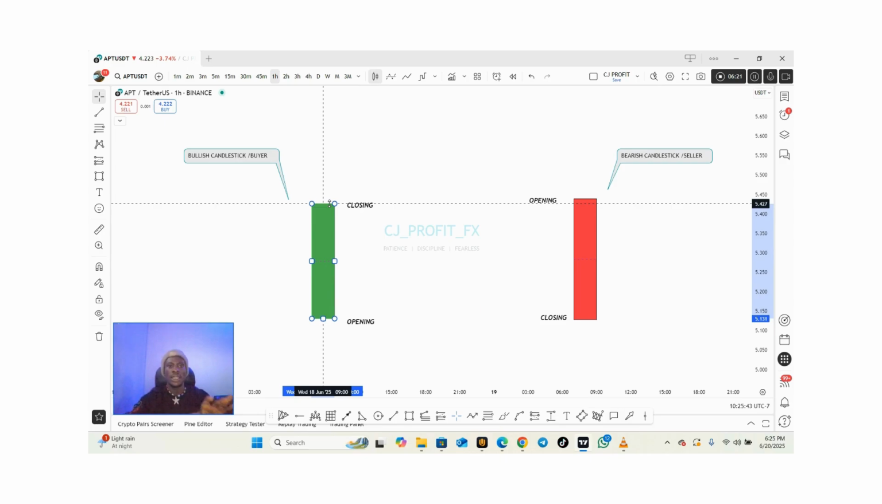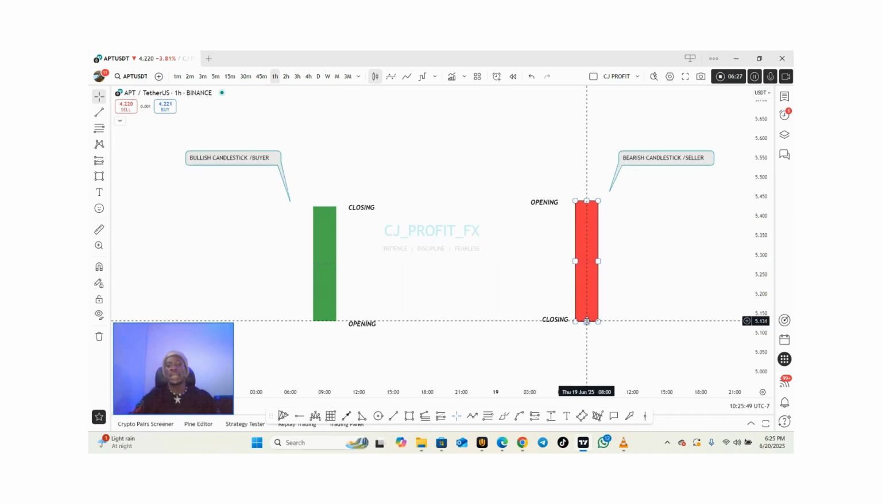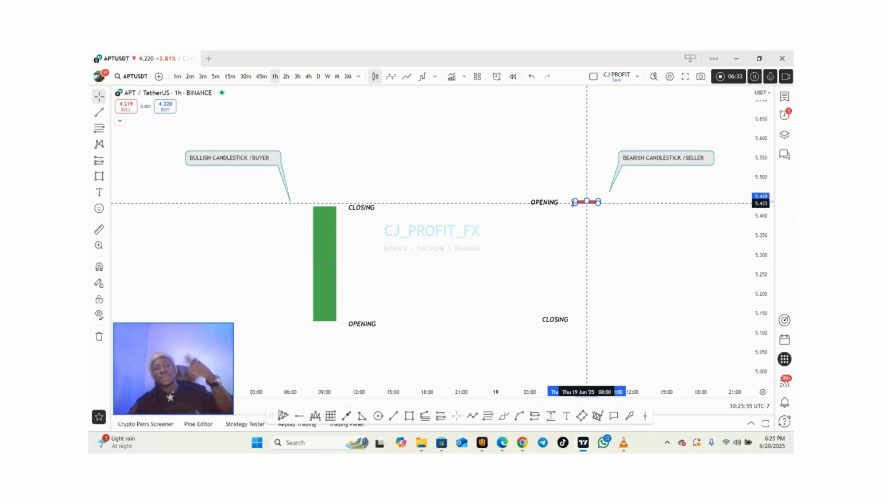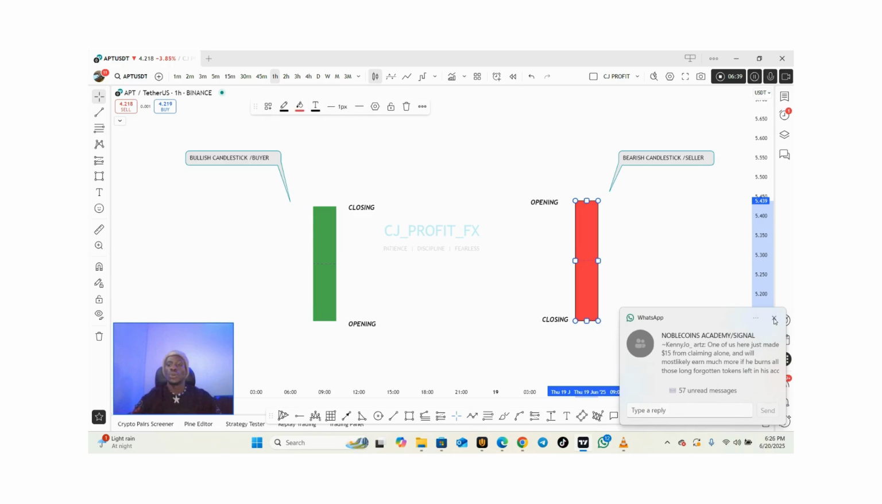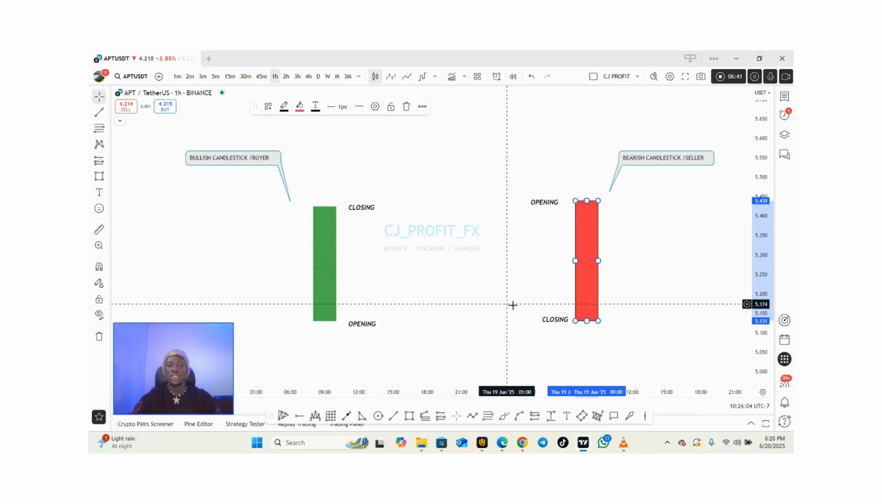Let's say this is a 1 hour time frame. So it took 1 hour to form, open and also close. And this candlestick opens at the top within the specific period of time given to it. So it was going down, all of a sudden it closed here. So this is how they open, this is how they close.